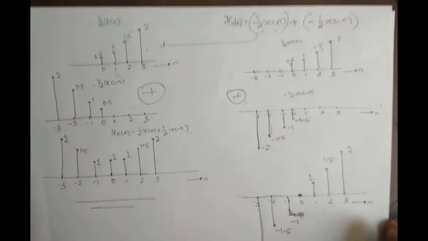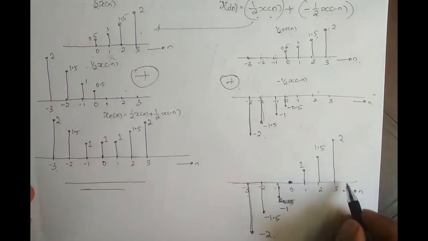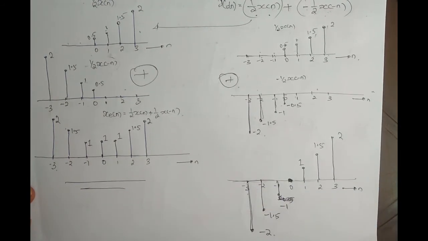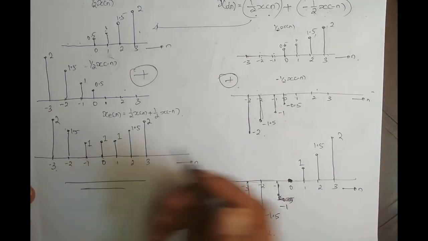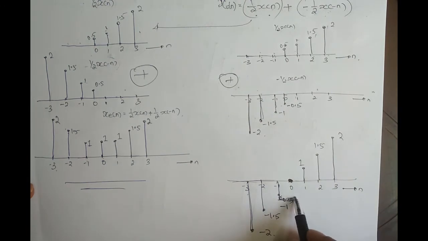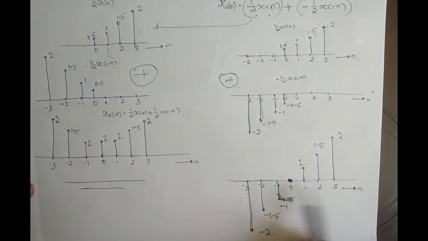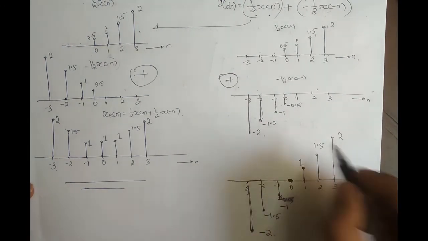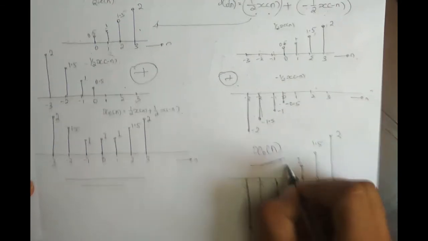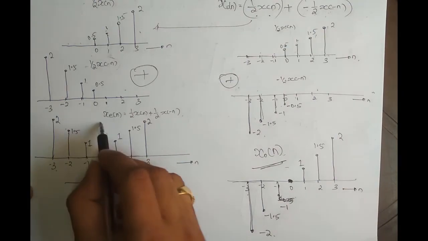So as I told you, for every odd signal, its amplitude at n equal to 0 should be 0, right? Here it is 0. Why? Because it is an odd signal. But for an even signal, it depends. It might be 0, may not be 0. It depends upon the signal. Whereas for an odd signal, its amplitude at n equal to 0 should be 0. Okay. So this is what? This is x o of n, the odd component of the signal. So this is the even component of the signal.